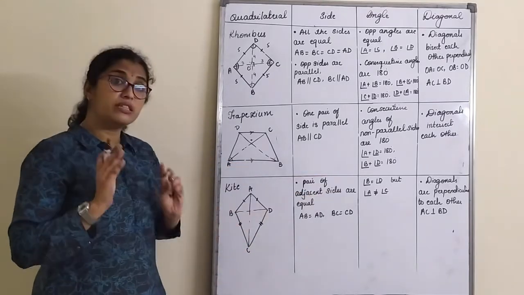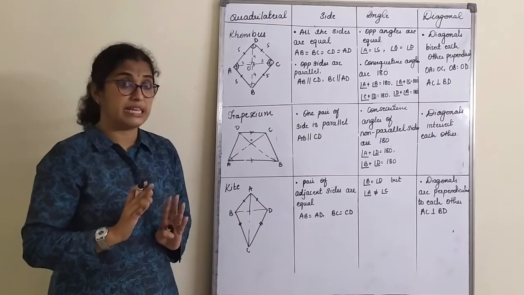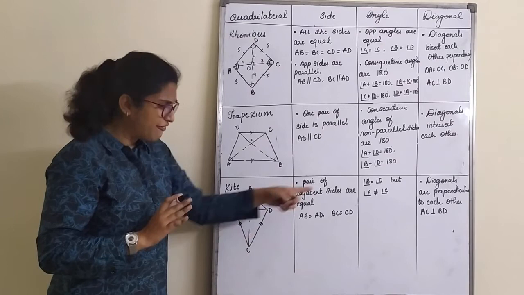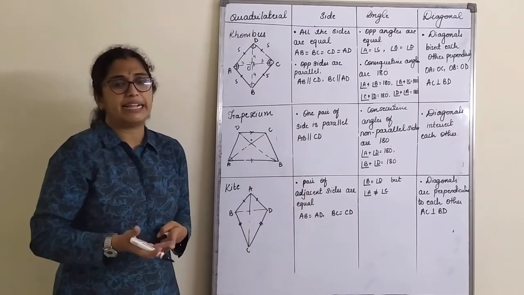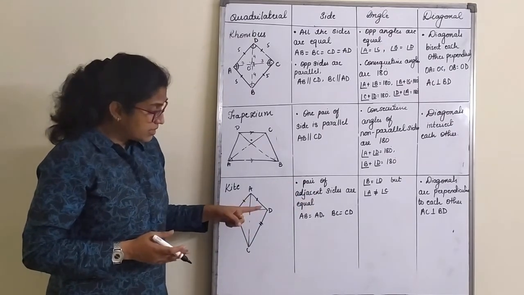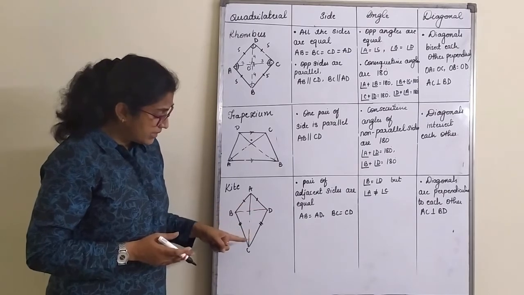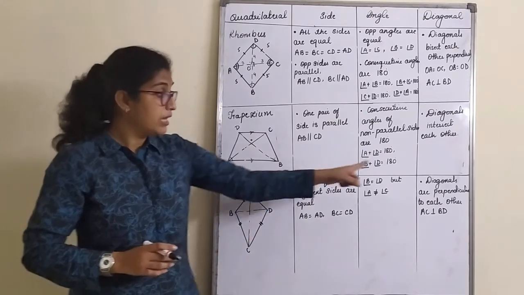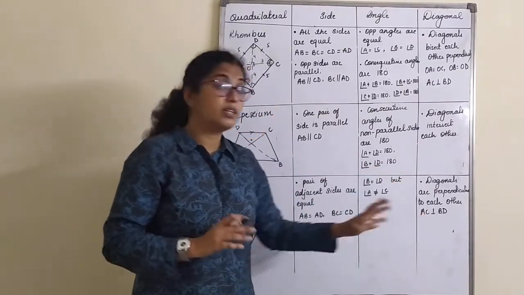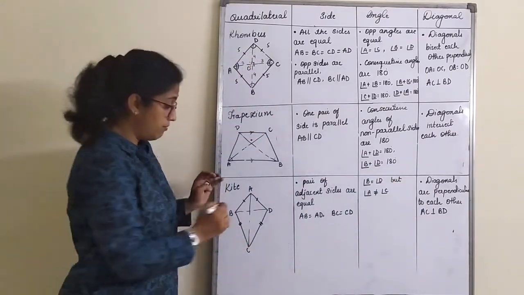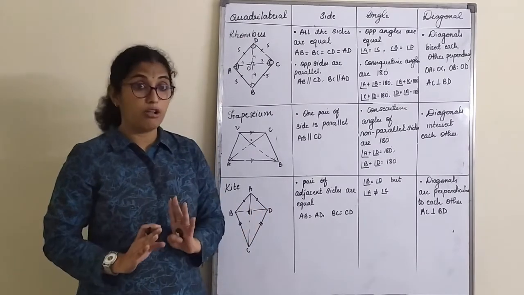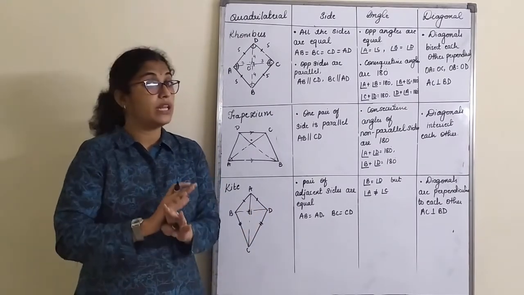Again, our consecutive angle property remains the same. That is, A plus D is 180, D plus C. I have not written it because we don't deal with kite much. A plus D is 180, D plus C is 180, C plus B is 180, B plus A is 180. Diagonals are perpendicular to each other. That's all. It means the diagonals cut perpendicularly. That's all. No bisecting, no equal, nothing.